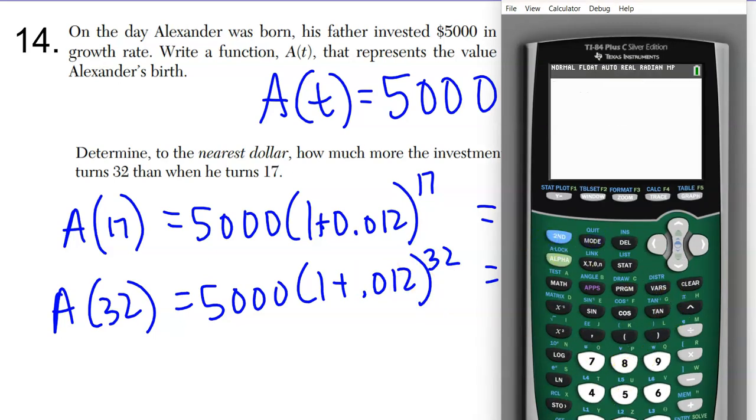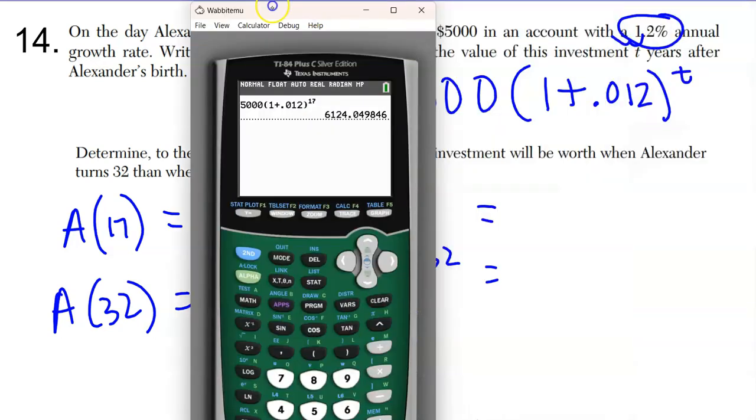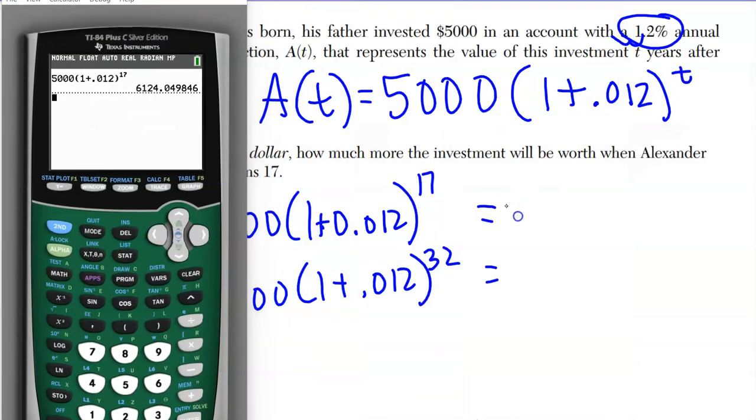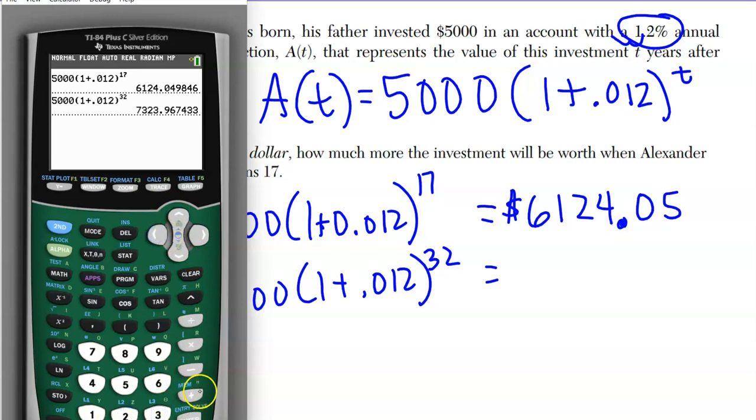All right, here we go. 5,000 parentheses 1 plus 0.012 raised up to the 17th power. And because this is money, I'm going to round it to the nearest penny. So it's going to be worth $6,124.05. And I'm going to go up here and copy and paste. Change that 17 to 32. And it looks like when he's 32, it'll be worth $7,323.97.